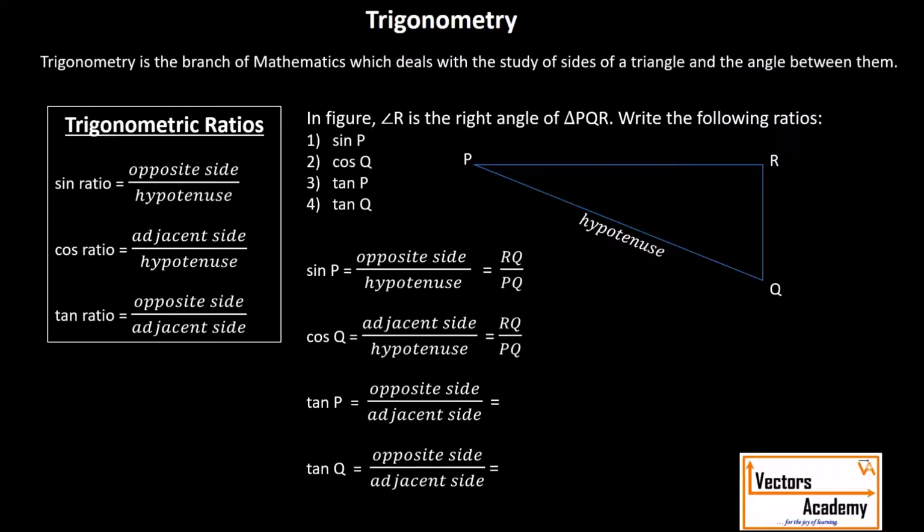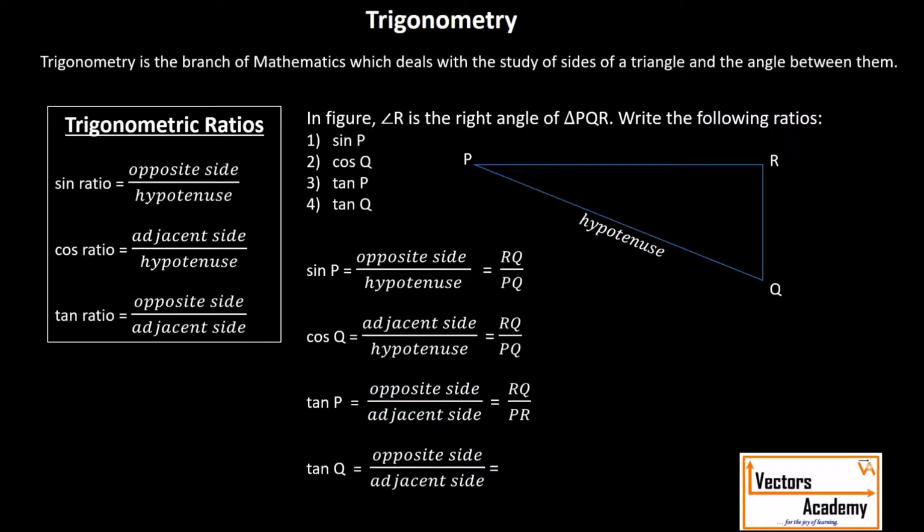Now tan is opposite side upon the adjacent side. Now the opposite side of angle P, we have already seen it, that is RQ, whereas the adjacent side of angle P is PR. Adjacent side, which is just beside the angle, whereas the opposite side, which is exactly in the front of the angle. So the adjacent side of angle P is PR. So this is the answer for the tan ratio as well.